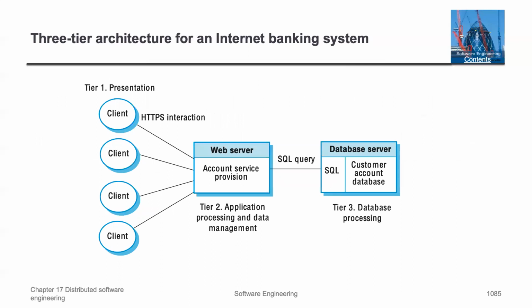Here is an illustration of a three-tier architecture for an internet banking system. And so you have the presentation on the clients, you have the web server where the account service is provisioned, and then finally you have the database server where the customer account information is at.